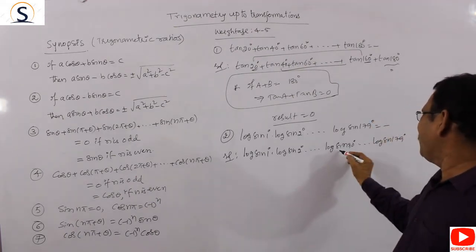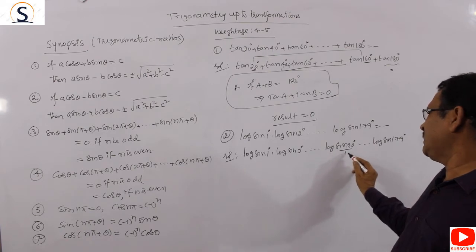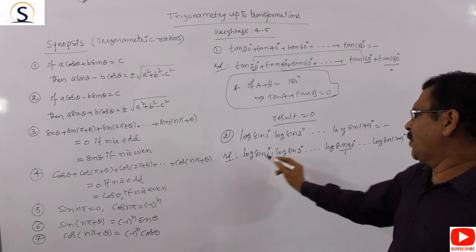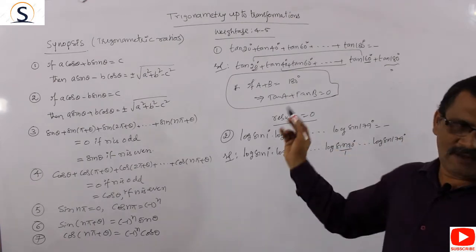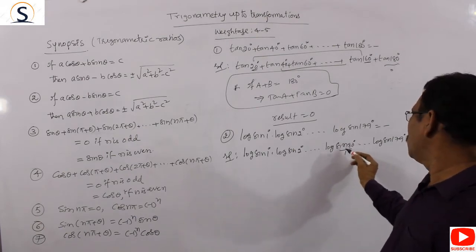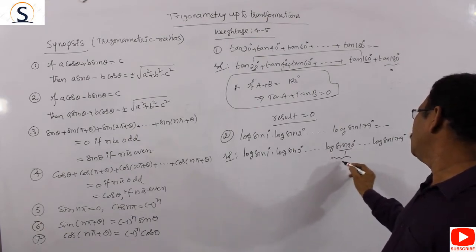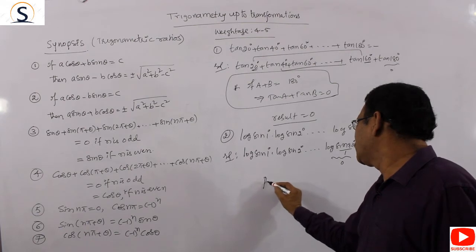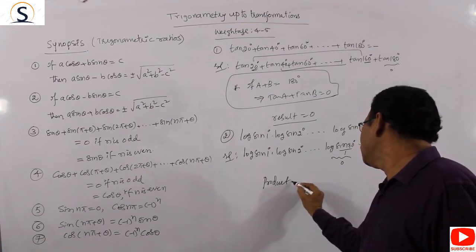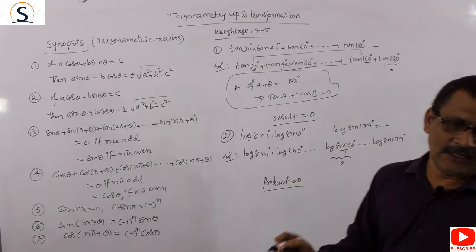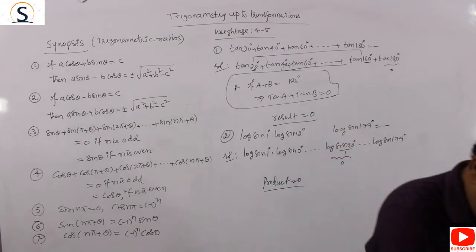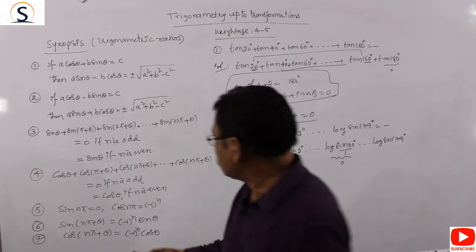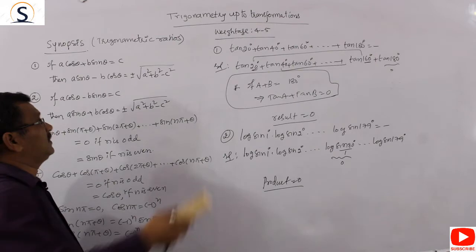But sin 90 value is 1, log 1 is 0. Therefore, the product of all these terms becomes 0, because this is 0. Log 1 is 0. So, this product is equal to 0. Right? This is the second one. Next, we'll go to the next problem.